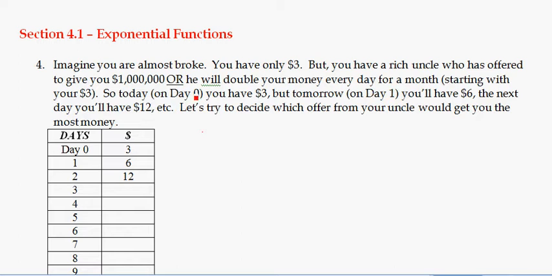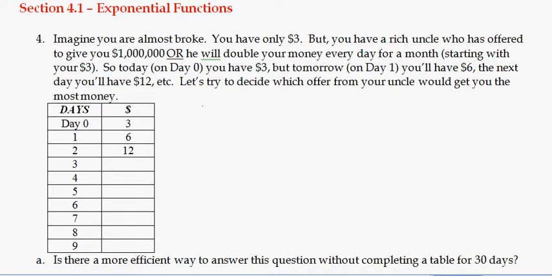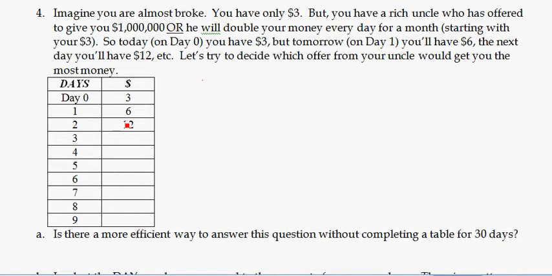So day 0, that's today, you've got $3. Tomorrow he's going to double your money, so you'll have $6. The day after that, you'll have $12. Let's see which offer would be the better way to go. Should we just take the $1,000,000 or should we have him double our money? Probably your most intuitive thought is to start with a table of values. So we have $3 and $6, then $12, and we start doubling our money. We get $24 the next day, $48, then $96, then $192, and we keep going, $384.